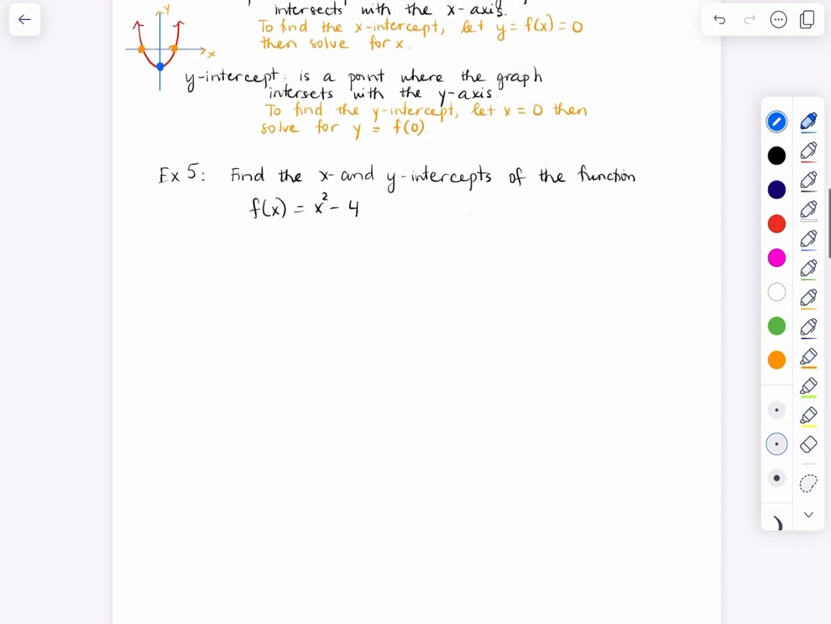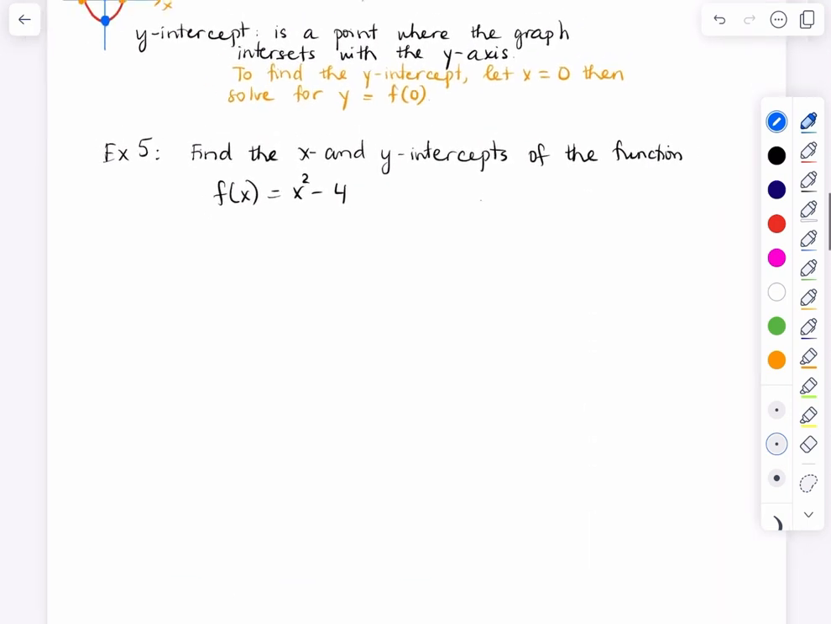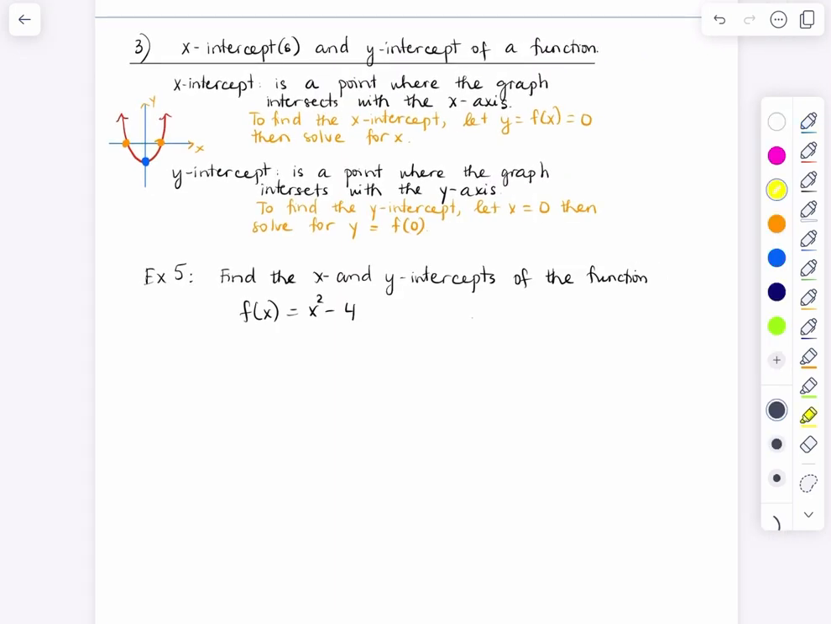So let's look at this example. Find the x and y intercepts of the function f of x is equal to x squared minus 4. To find the x-intercept, we want to let y or f of x equal 0. Then you solve for x. So let's do it. So we're looking for the x-intercept. There could be more than one x-intercept, so we are going to put an s there.